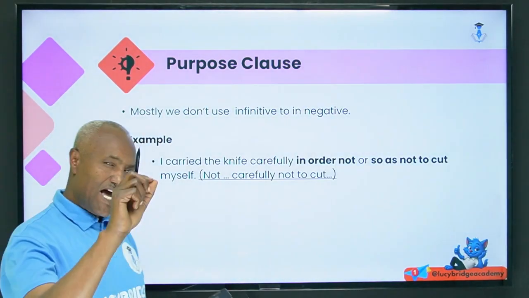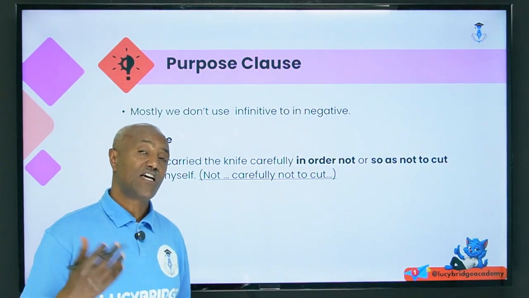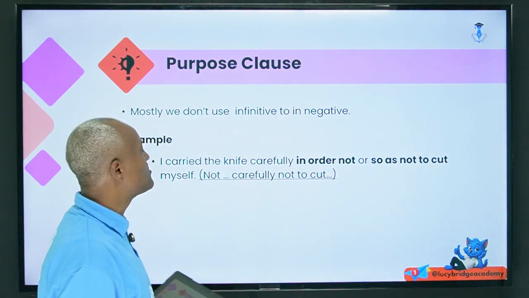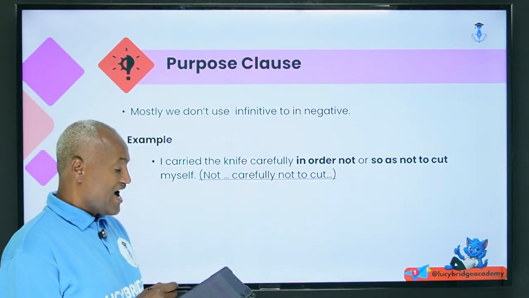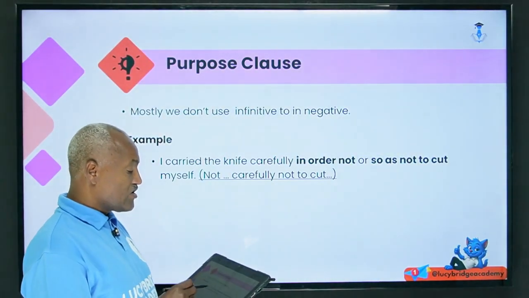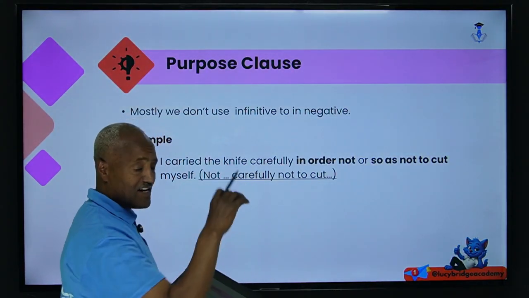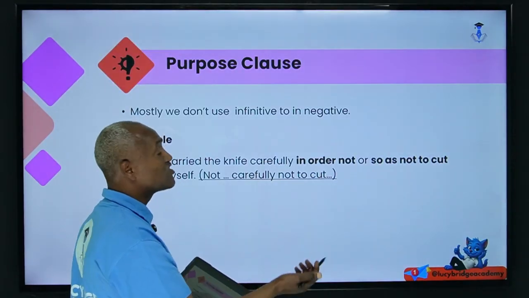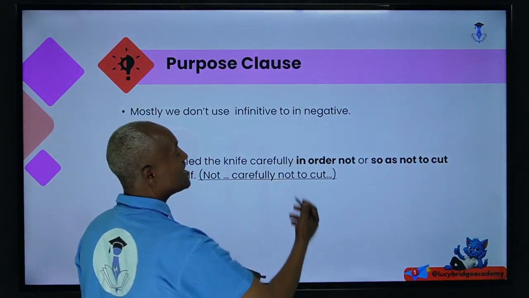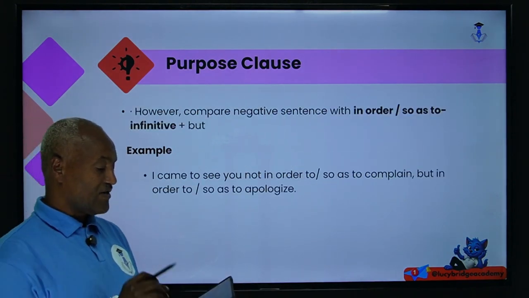As I told you, most of the time, some scholars or reference books in English, that studied a lot, say that we don't use the infinitive to in the negative. That means it's not that common. I carry the knife carefully in order not, or so as not, to cut myself. Not carefully, not to cut. Remember, because already we said that some reference books say that we don't use to infinitive to make a negative, we don't say it like this. If it is negative, it is better to use in order not to and so as not to. This is what I need to tell you.